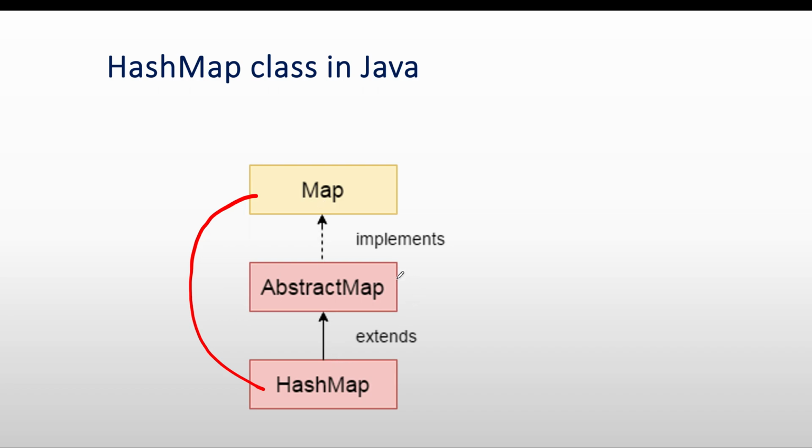Abstracted means the HashMap is not going to implement all the methods available inside the Map. It is going to implement only the important methods. But if HashMap were trying to implement the Map interface directly, then it would be required to provide the implementation for all the methods available inside the Map. So for that purpose, Java provided the abstract class between Map and HashMap. Okay.